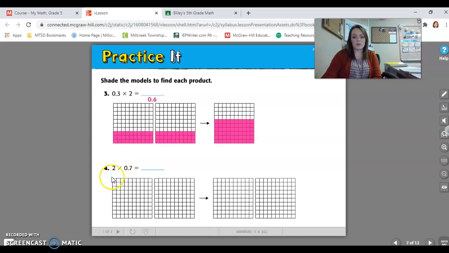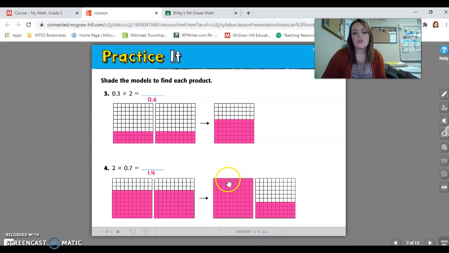Let's look at number 4. We have 2 times 7/10. We have 2 blocks to represent our whole number 2, and we are going to shade in 7/10 for each base 10 block. I'm going to count 7. 1, 2, 3, 4, 5, 6, 7. I'm going to shade this row and everything down as well for this one, and then I'm going to combine it. Think in your head, what is 7 plus 7?